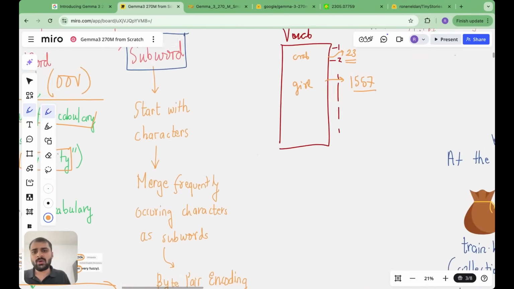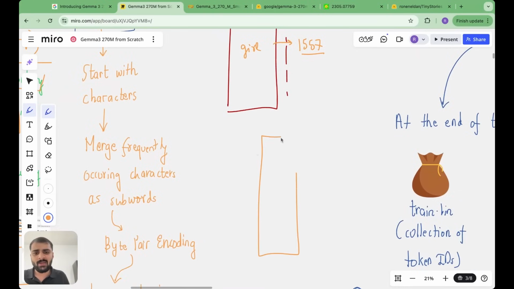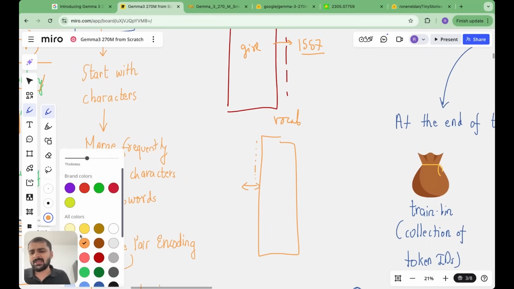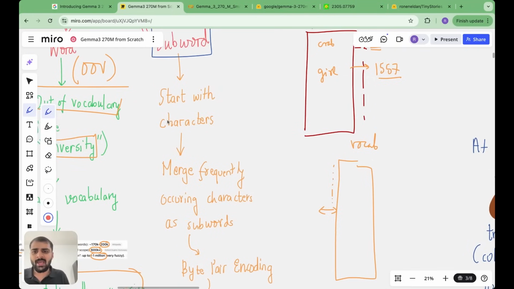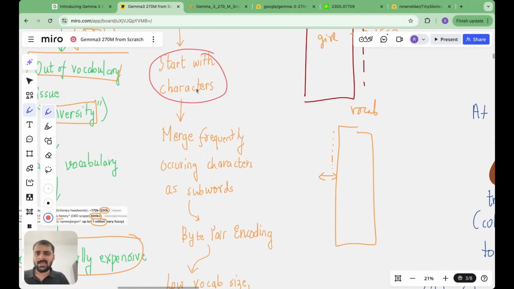The way subword tokenization works is that it starts with a vocabulary, and in the vocabulary we don't add words, but first let's say we add characters. We add only characters, and characters are limited in number, right? So we add all the characters, and then in the data set we look at characters which are frequently occurring, and we merge these frequently occurring characters together.